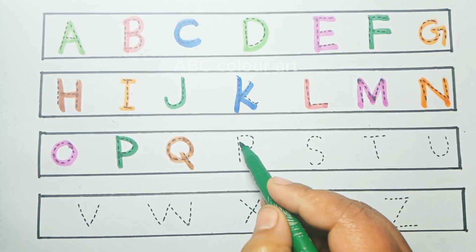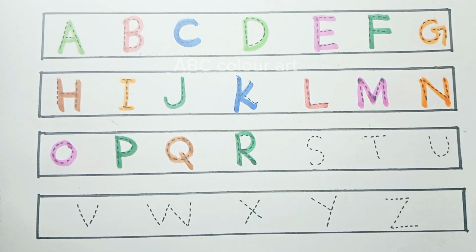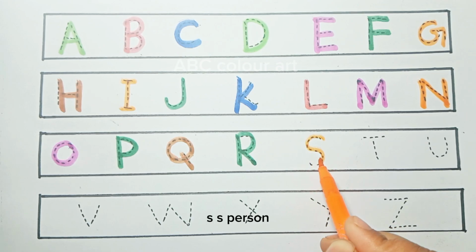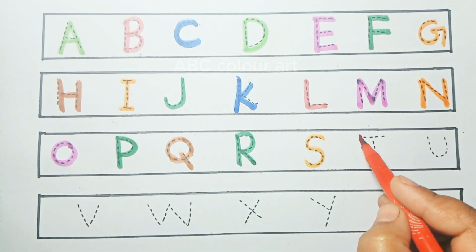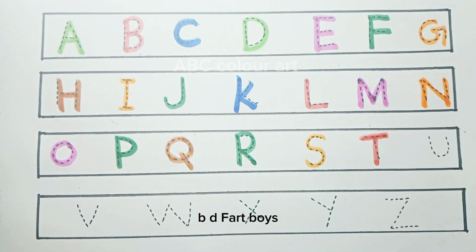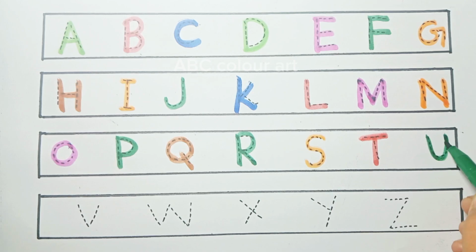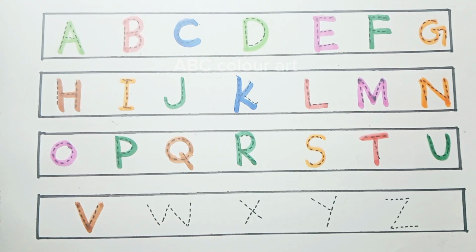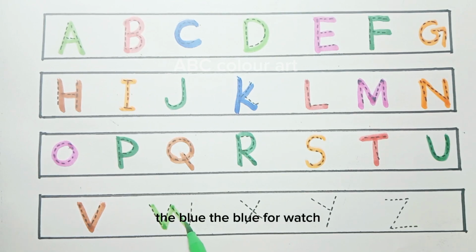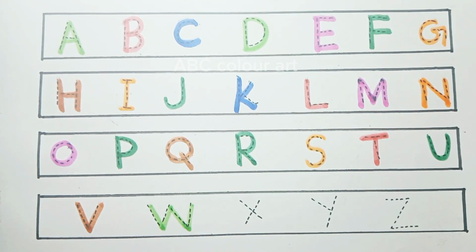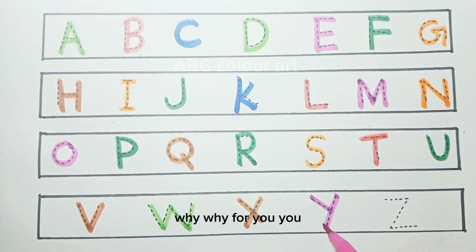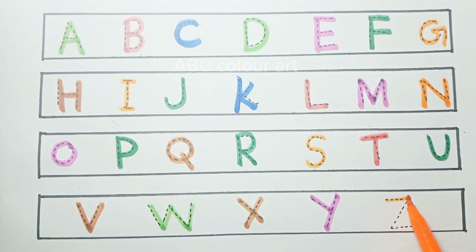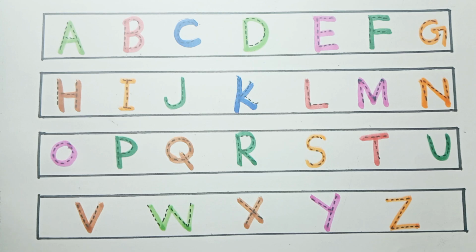Q for queen, R for rose, S for sun, T for toys, U for umbrella, V for van, W for watch, X for Xmas tree, Y for yo-yo, Z for zebra.